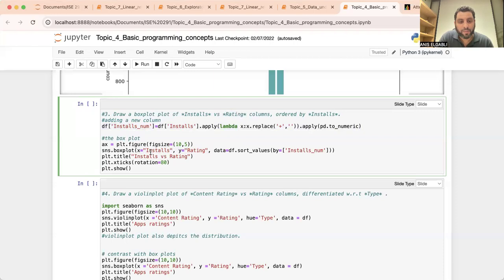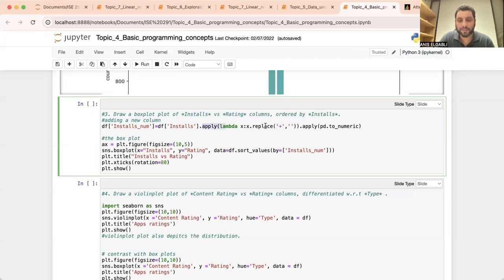So in order to plot this relationship, we want it to be sorted. So we want to start with the minimum number of installs and go in an increasing order on the x-axis. In order to do that, what we did here, we created a new column. This column is nothing but the numerical version of this one. Because as I said, this is not numerical because of the plus sign. So we created a new numerical column by removing the plus sign from this.